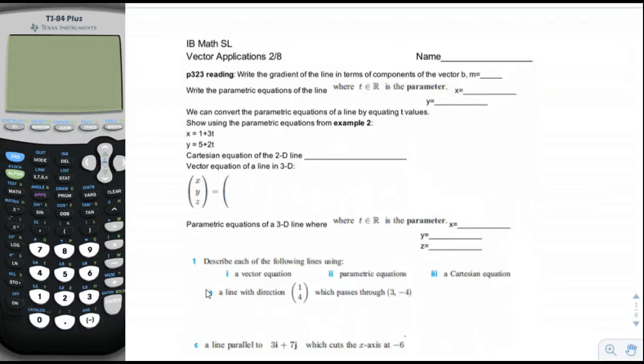Okay, page 2 of vector applications. Write the gradient of the line in terms of components of the vector b.